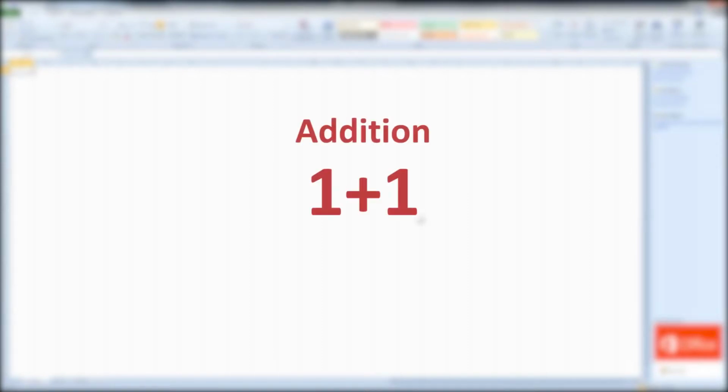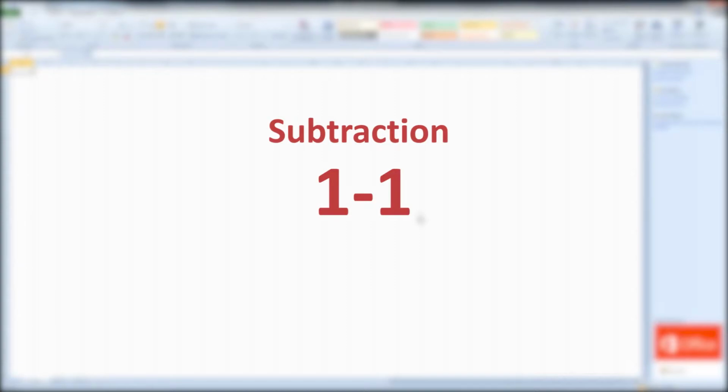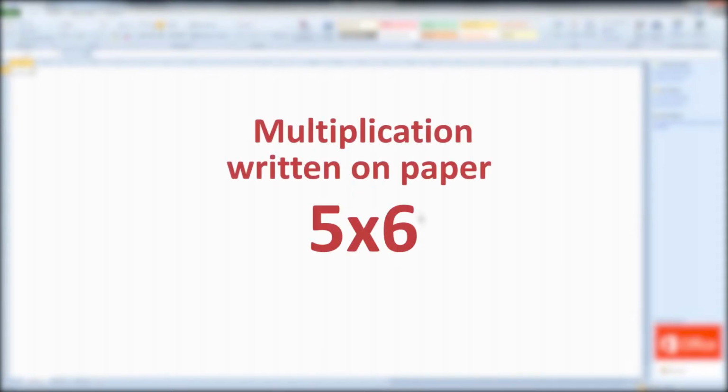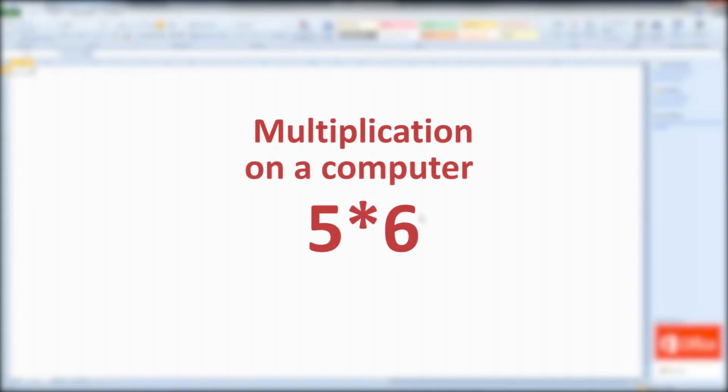The addition sign, also the plus sign, is normally written like this. So if we were going to go 1 plus 1, this is how we'd write it. The subtraction sign, or the minus sign, 1 minus 1, would be written like this. The multiplication, normally written as 2 times 5, would be written like this. But in Excel, we use the asterisk symbol instead of the times symbol. So 5 multiplied by 6 would look like this. The asterisk is normally found on top of the number 8 on your keyboard.